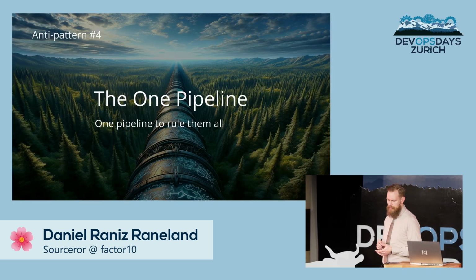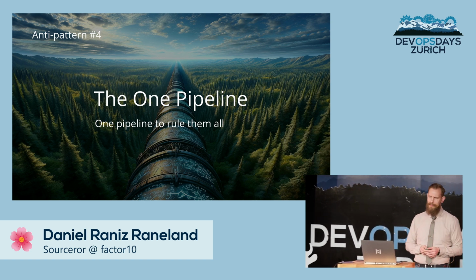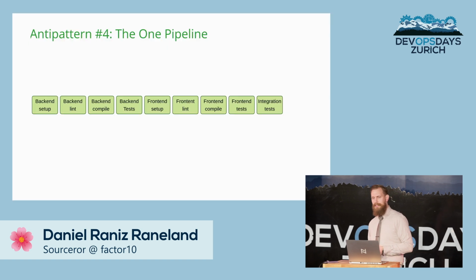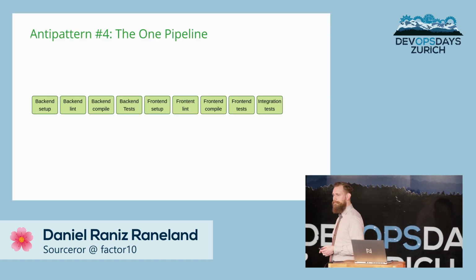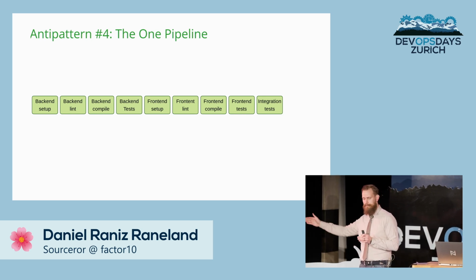Antipattern number 4, the one pipeline. One pipeline to rule them all. One pipeline to bind them. This is where you have just one pipeline. It does everything in sequence.